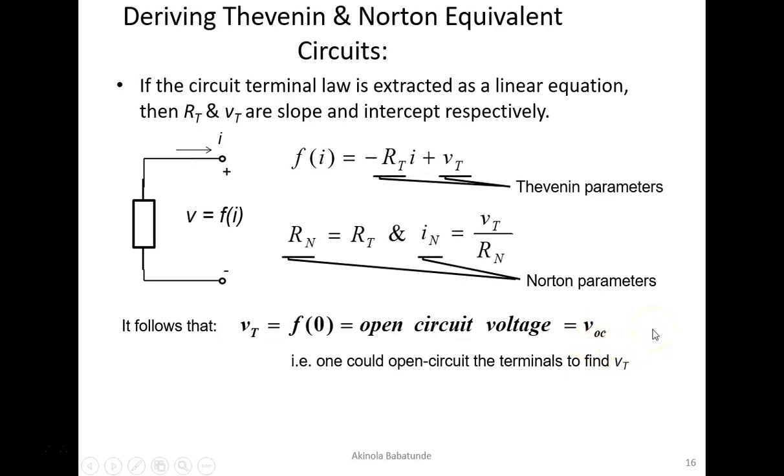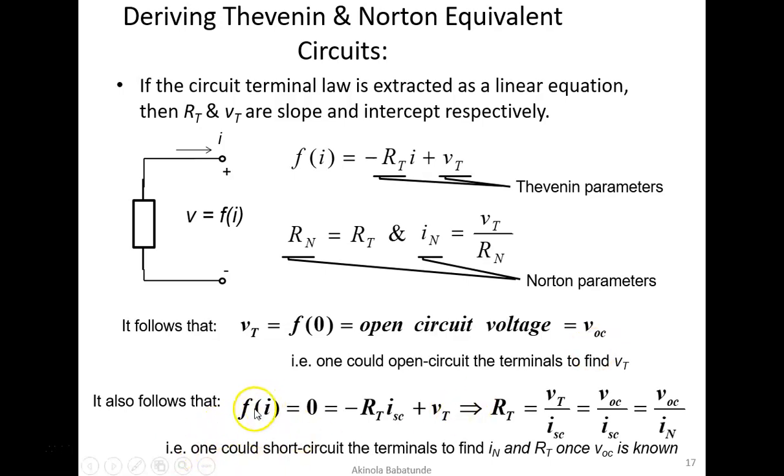All right? So as we continue to work on, you will begin to find out that we can actually decide to open the circuit if we want, depending on how simple we want to make our circuit to eliminate the complexities that we are presented with. One could open circuit the terminals to find VT. This is what it simply means. Once you open the circuit, then you're going to be able to find your VOC. And once you find your VOC, automatically your VT will be equal to your VOC. Okay?